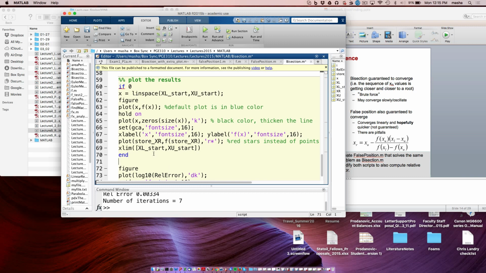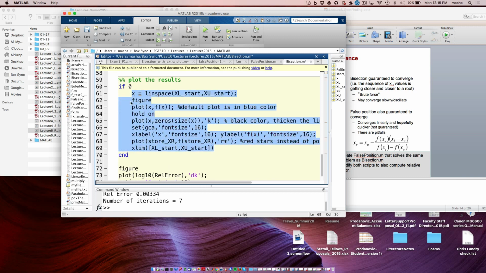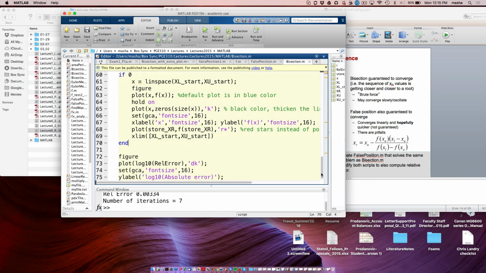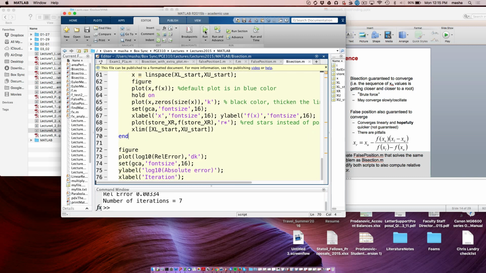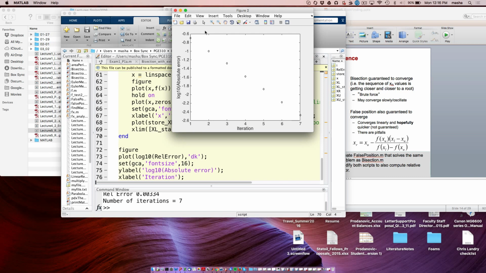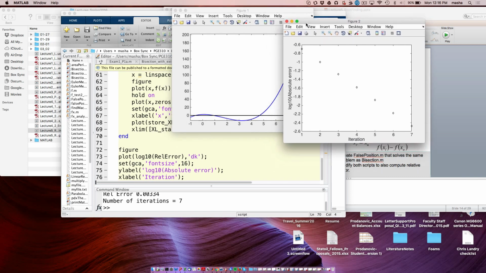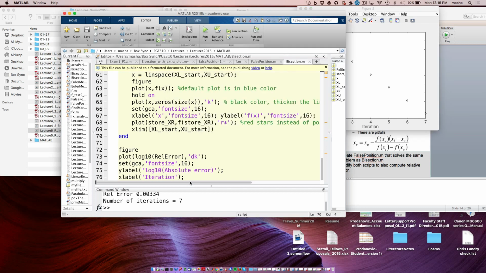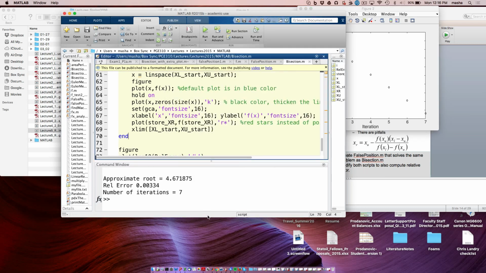If 0 is a very easy way to turn off a plot, because, well, it's not going to execute. So then after this, I'm just going to plot the relative error. So this is essentially how it looks like. This is the function as it is. My approximate root is 4.6718 and so forth. Relative error fell below 0.005 as requested, and it did so in 7 iterations.